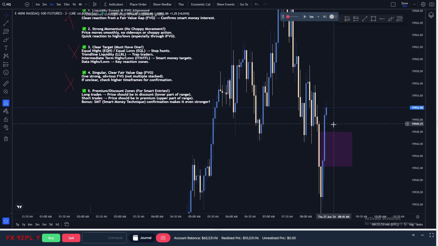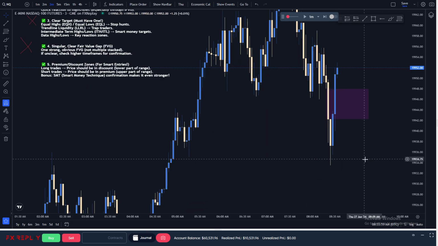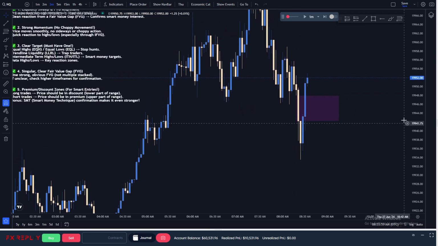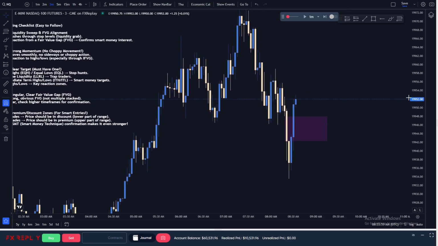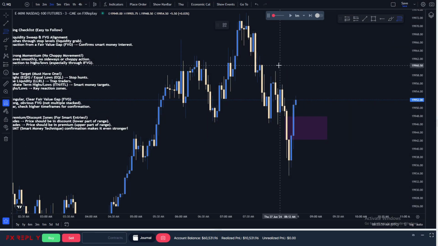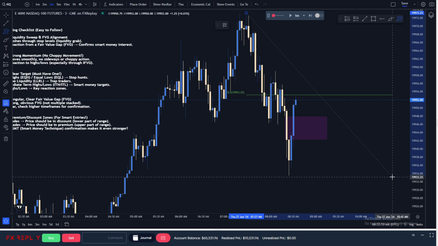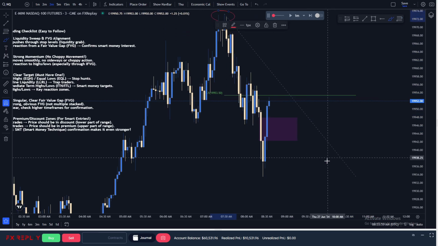After we've identified our obvious fair value gap, we want to move to step 5 and make sure that we're in a discount zone, because think about it. We want to be longing at the lows and shorting at the highs. In this example, we're looking for a long. So we want to make sure that we are in a position where longs are worth to take. So we want to be using our Fibonacci.